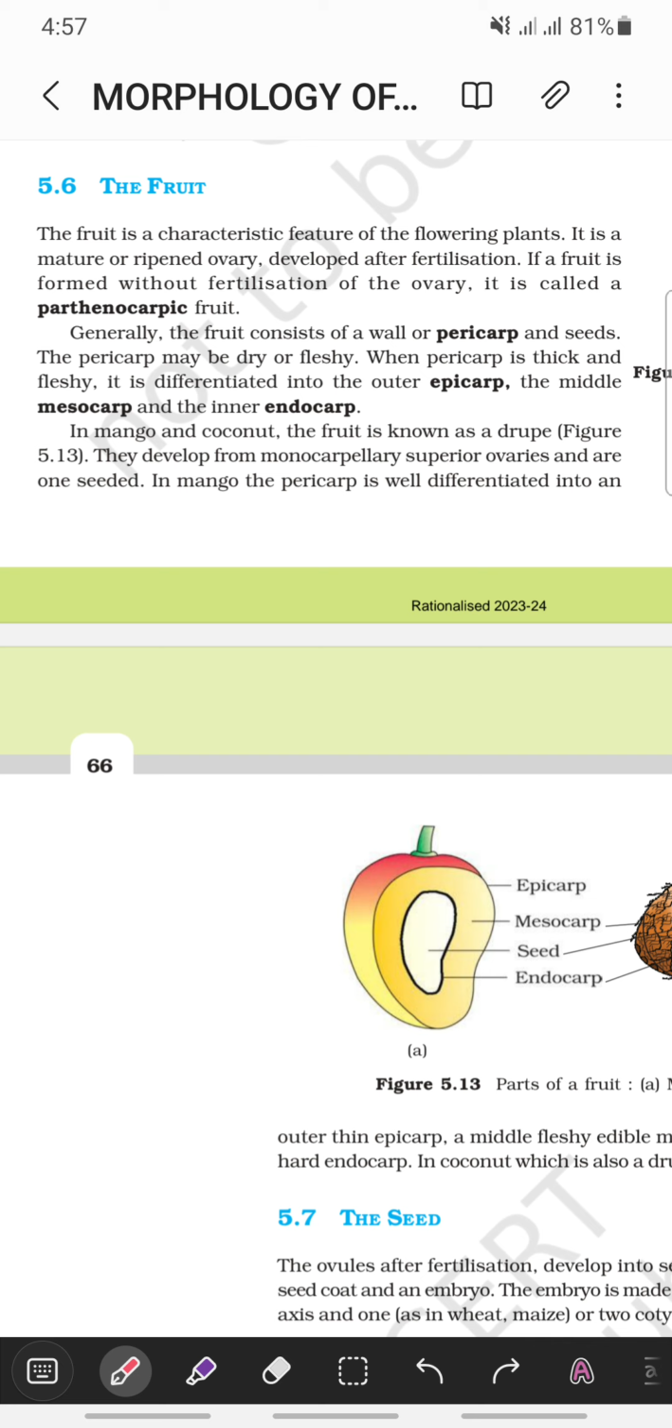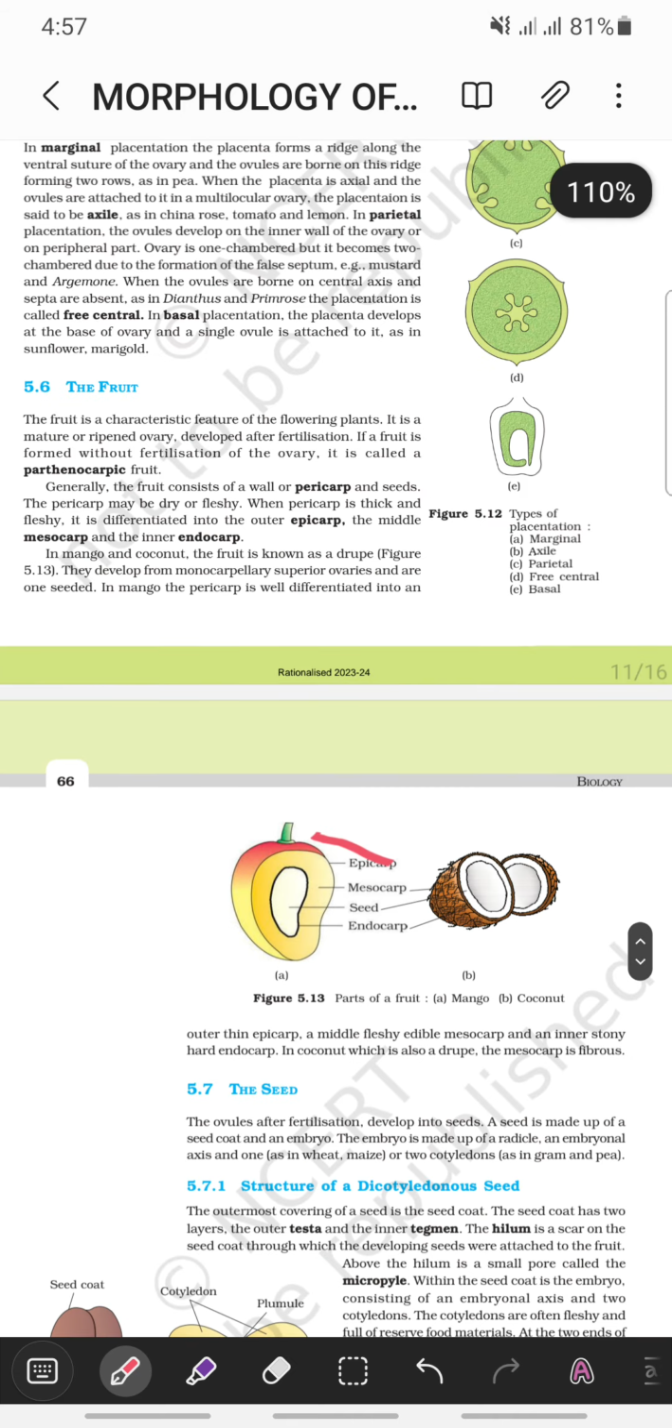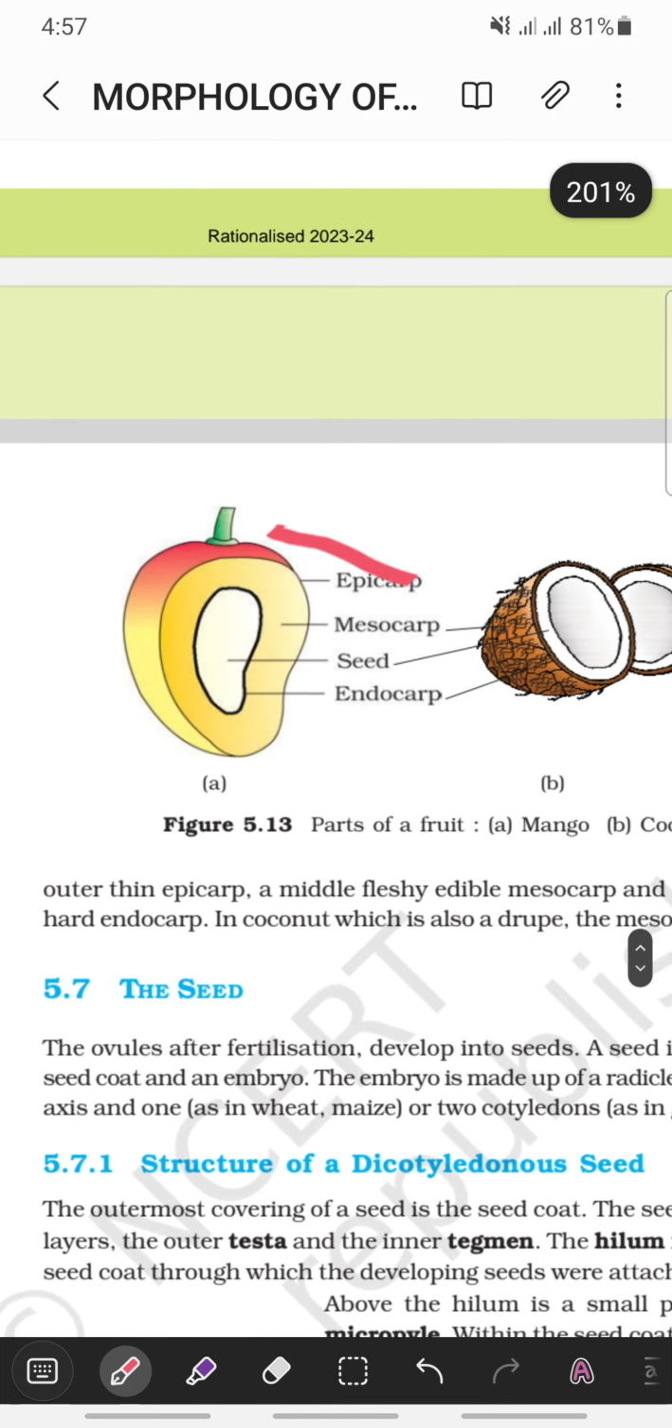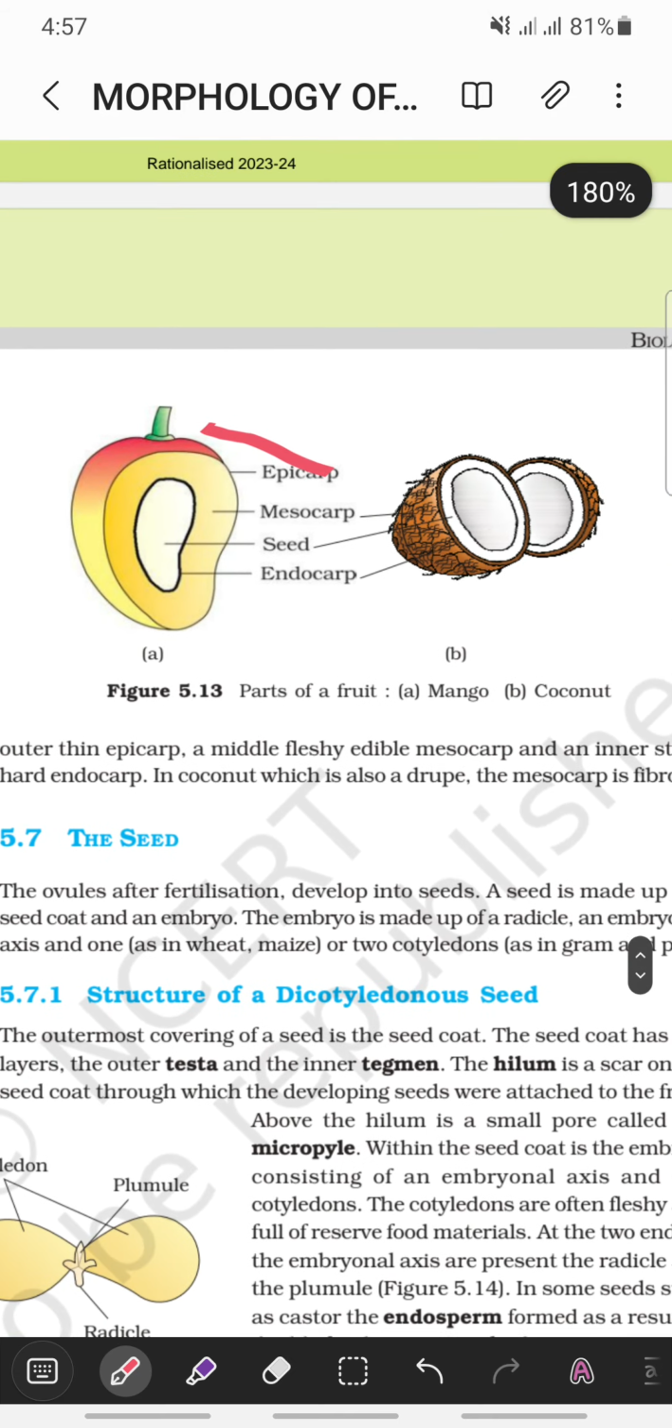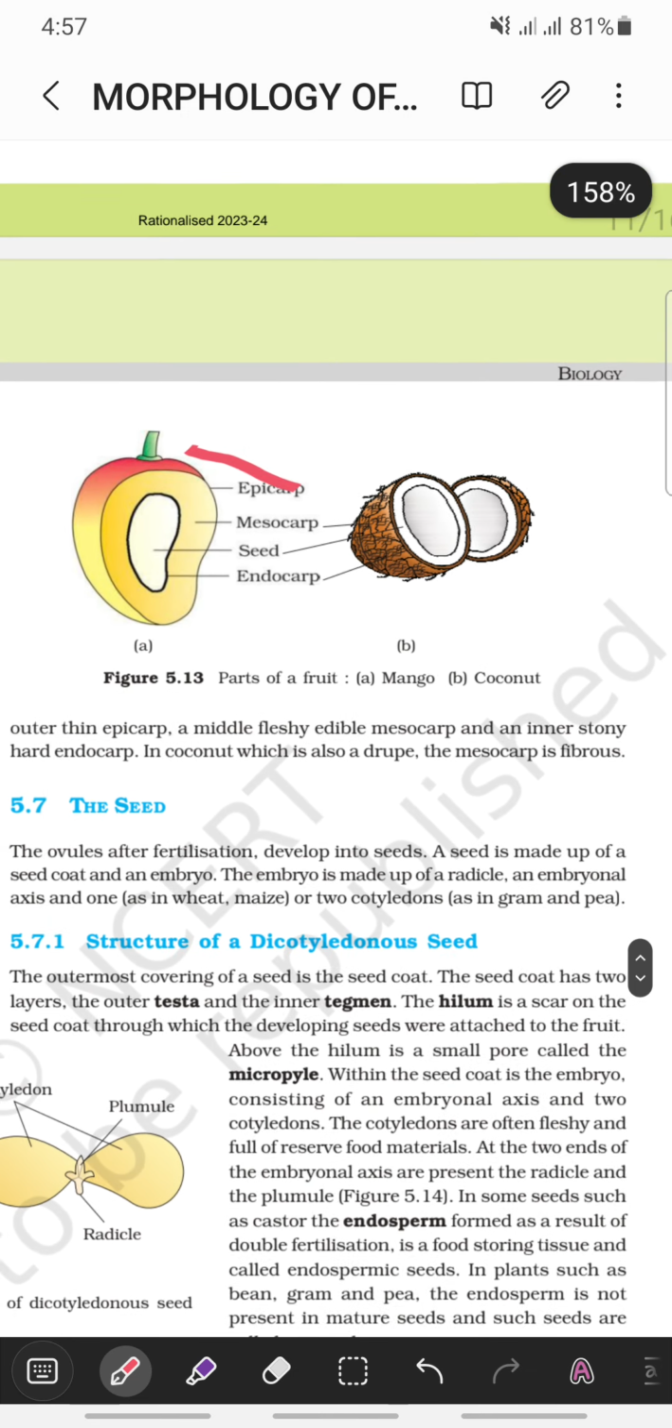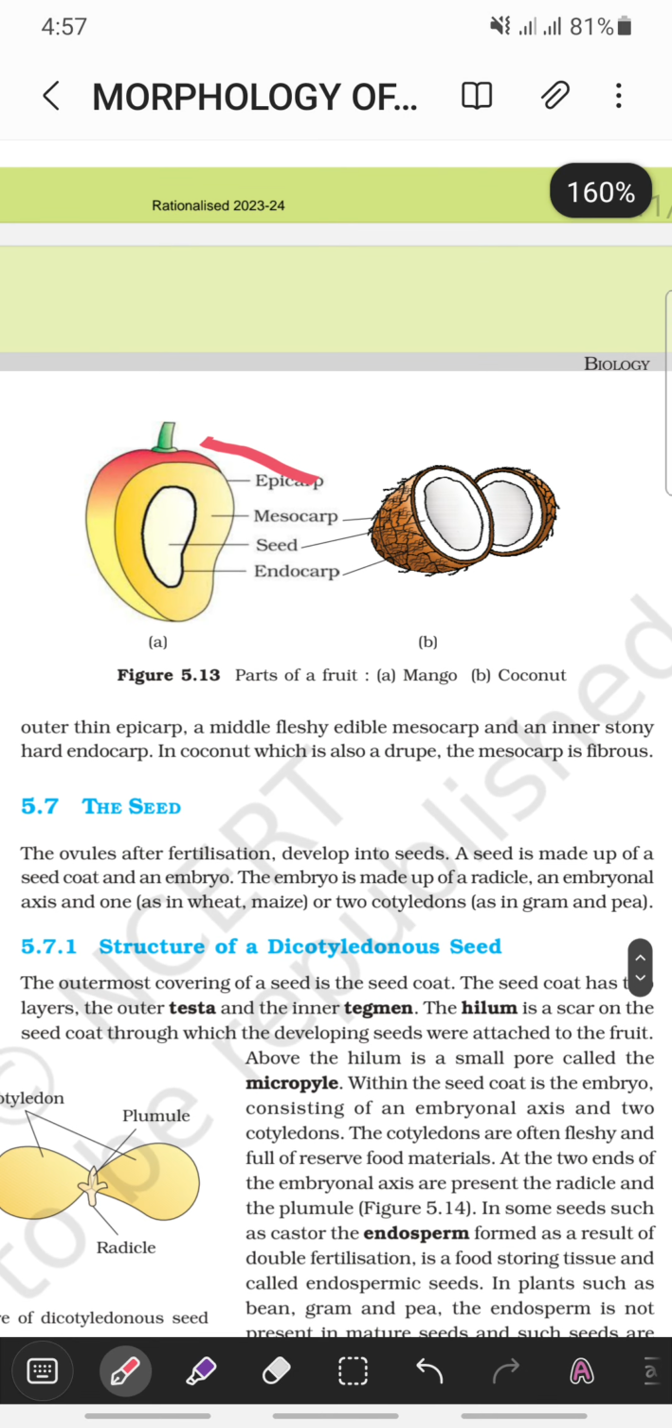In mango and coconut, the fruit is known as a drupe, figure 5.30. They develop from monocarpellary superior ovaries and are one-seeded. In mango, the pericarp is well differentiated into an outer thin epicarp, the middle fleshy edible mesocarp, and an inner stony hard endocarp. In coconut, which is also a drupe, the mesocarp is fibrous.